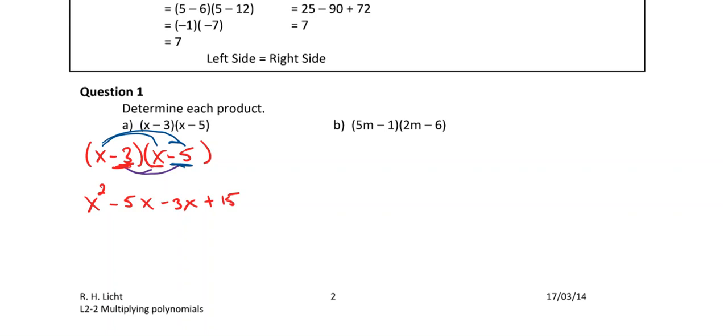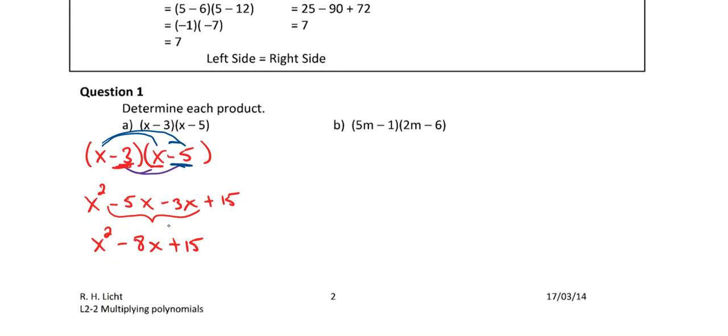We've multiplied the whole thing, but we can simplify this a little bit more. I can see that I've got some like terms going on, right? Negative 5x minus 3x, right? So those are like terms. So this would all become x squared, and then combining those like terms would be negative 5 minus 3 is negative 8x plus 15.